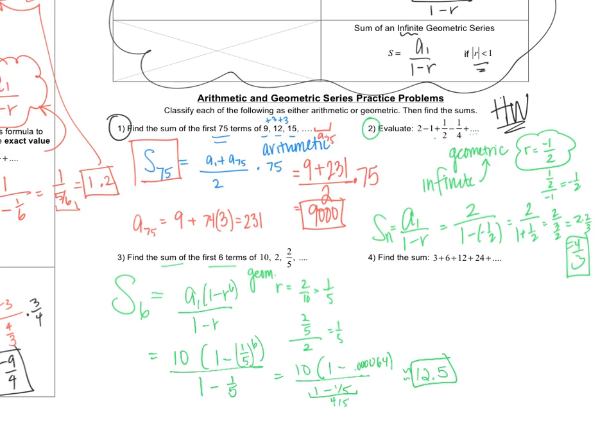Which kind of makes sense if I go back: the first term's 10, and 2 more gets me to 12, and then 2/5 is 0.4, and then they're going to keep getting smaller and smaller, so that sounds about right.